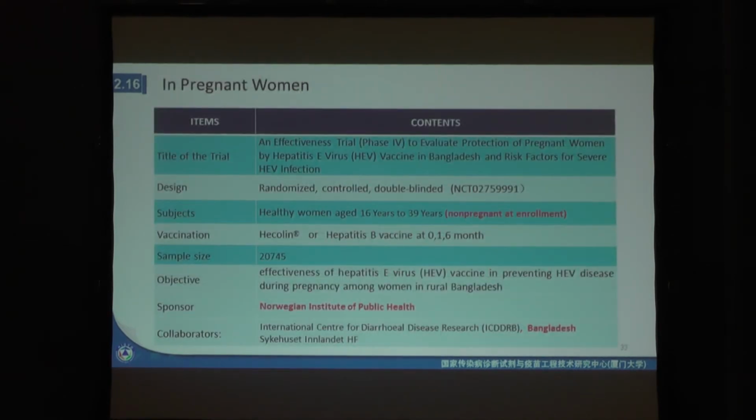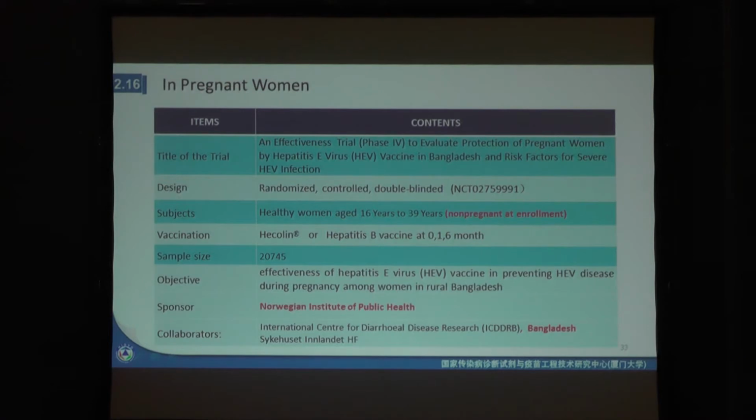And this is a study in pregnant women because the mortality of hepatitis E in pregnant women is very high, it's more than 20%. So this is a very important target population of HPV vaccine vaccination. But in China, it's very difficult to conduct such kind of study.